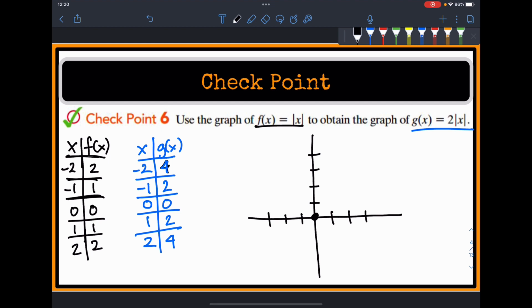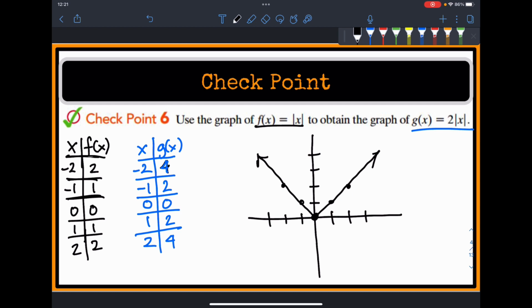So we have 0, 0, 1, 1, 2, 2, 1, 1, 2, 2, 2, 2, my bad. And let's connect them. And the graph looks like that.